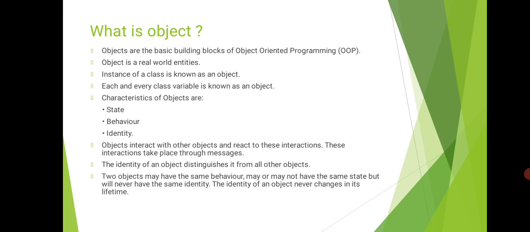Okay, the identity of an object distinguishes it from all other objects. Here identity of an object is, for example, a person having a unique identity, for example an Aadhar number. Through that Aadhar number we can fetch the details of a particular person, his name, his age and his address, everything. Similarly, each object has its own identity, which distinguishes it from the other objects.